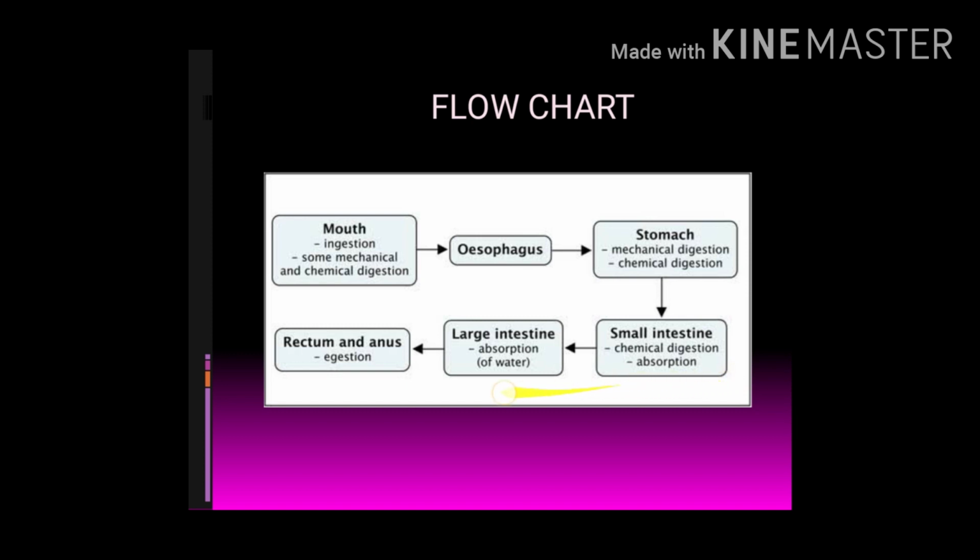In the large intestine, no digestion, only absorption of water takes place. Now after that, the undigested food is moved to the rectum, it is stored there and it is removed with the help of the anus. That is the last step.